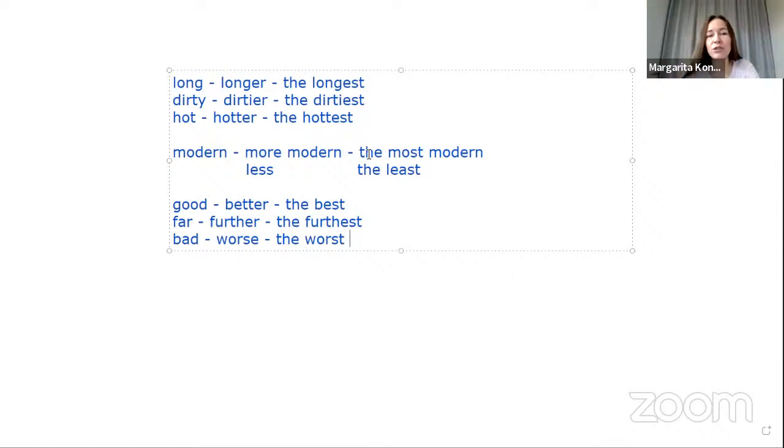And could you please make a sentence example, one with a comparative adjective and one with a superlative adjective? Any adjective you like.